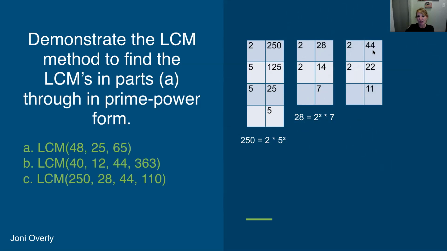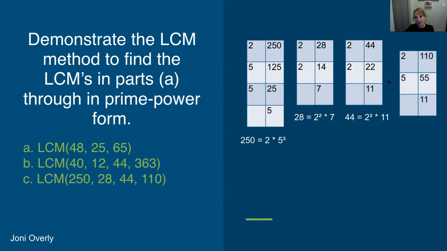So next, 44 divided by 2 is 22, divided by 2 equals 11. 44 equals 2 squared times 11. And 110 divided by 2 is 55, and 55 divided by 5 is 11. So we have 110 equals 2 times 5 times 11.